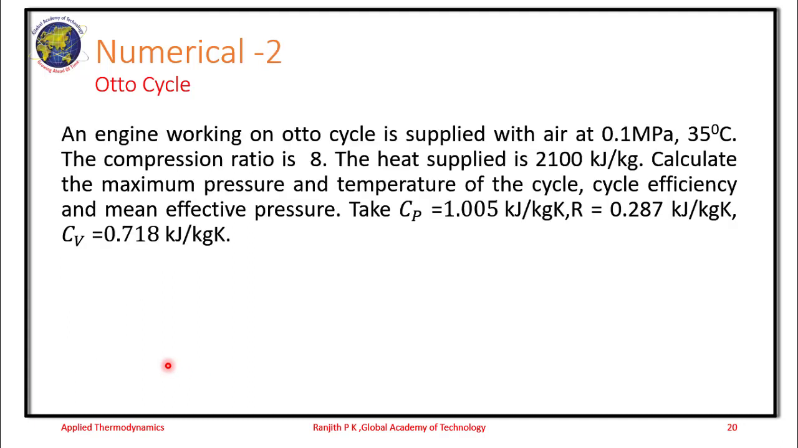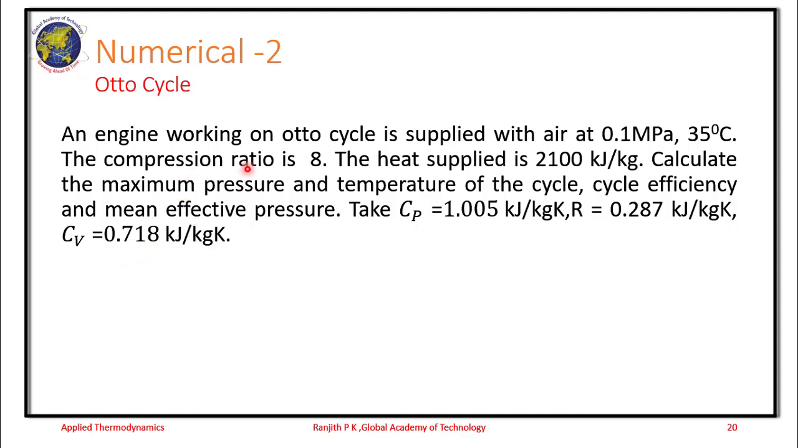The second numerical: an engine working on an Otto cycle is supplied with air at 0.1 megapascal and 35 degrees Celsius. The compression ratio is 8. The heat supplied is 2100 kilojoules per kg. Calculate the maximum pressure and temperature of the cycle, the efficiency and the mean effective pressure. Take Cp equal to 1.005 kilojoules per kg Kelvin, R as 0.287 kilojoule per kg Kelvin, and Cv equal to 0.718 kilojoule per kg Kelvin.